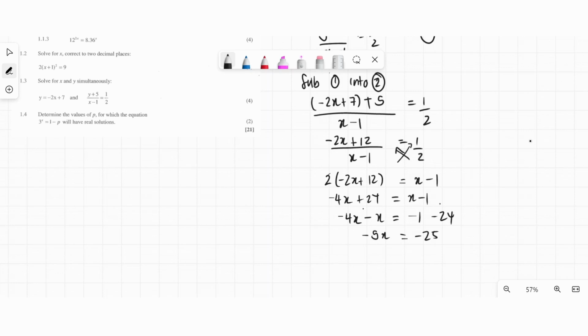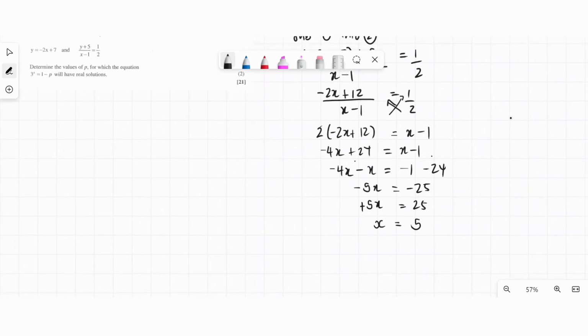Since they are both negatives, we're going to drop the negative. So we're going to divide. So it's going to be positive 5x is equal to 25. Divide both sides by 5, so x is equal to 5. But we're not done, because we need to solve for x and y. So to solve for y, I'm going to take the equation that they gave us, which is y, then wherever I see x here, I'm going to substitute by 5.